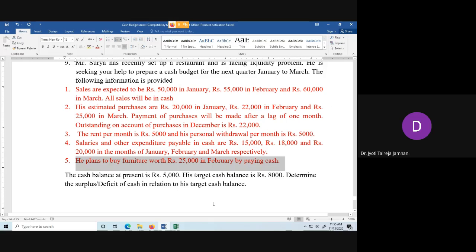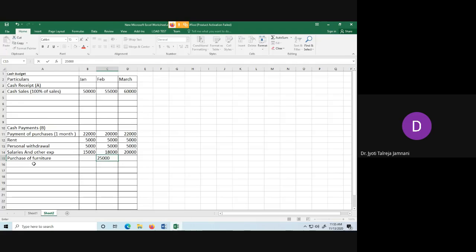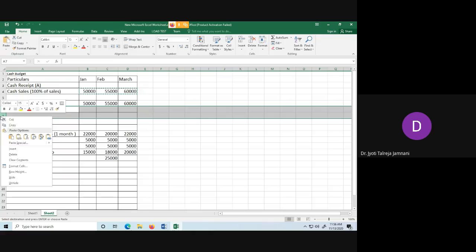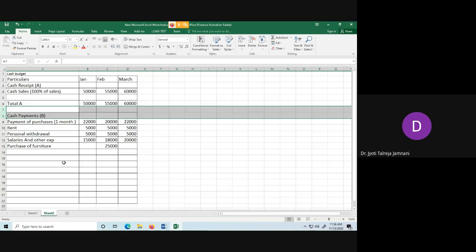Next, the cash balance at present is rupees 5,000. This becomes the opening balance of cash. His target cash balance is 8,000. Determine the surplus or deficit of cash in relation to target cash balance. So let's see. Here we will first find the total of A, which is nothing but the same amount, 50, 55 and 60, because only one thing is there. So there are no other receipts. We just have a single receipt.